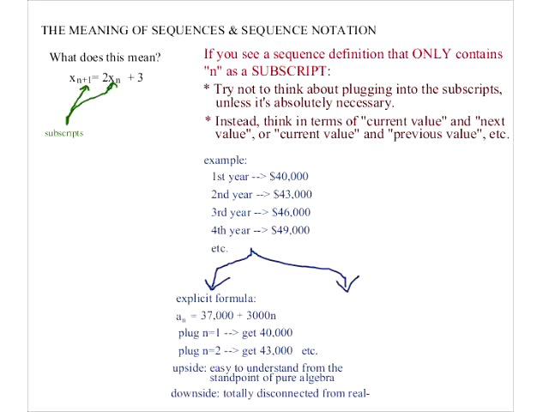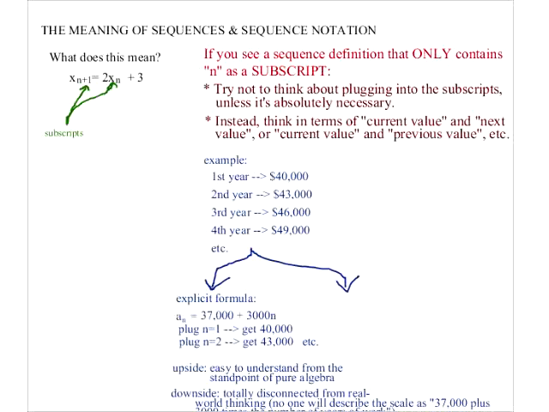Because if you ask someone how to describe the salary scale, no one is going to describe the scale as 37,000 plus 3,000 times the number of years you've been working there. I mean, no one in the real world is going to describe this salary scale this way. It's just not going to happen. So that's the downside here.